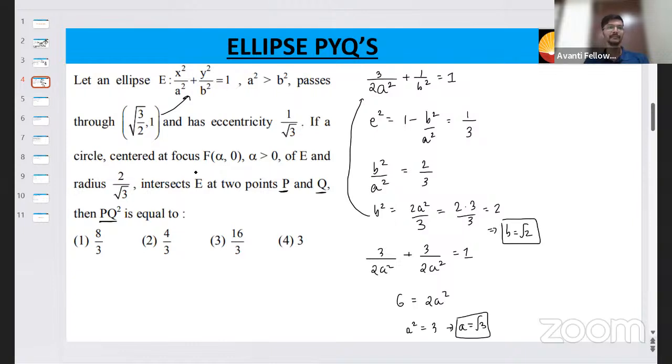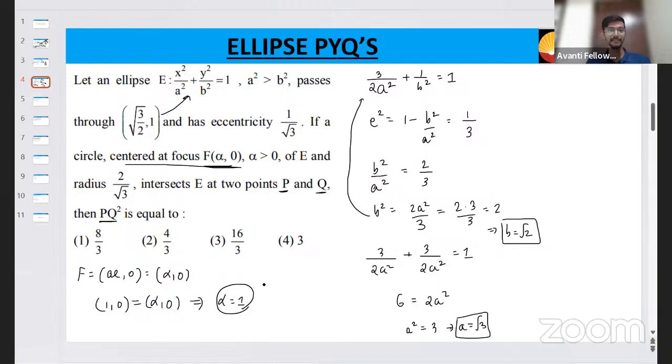So we got A and B. Now, the center of the circle is given as alpha comma 0, which is the focus. So that means the focus is AE comma 0, which is given as alpha comma 0. What is A, guys? A is root 3, E is 1 by root 3. So AE will be 1. This is 1 comma 0, which will be equal to alpha comma 0. So that means alpha is basically 1. That means the center of the circle is 1 comma 0. And the radius is given as 2 by root 3.